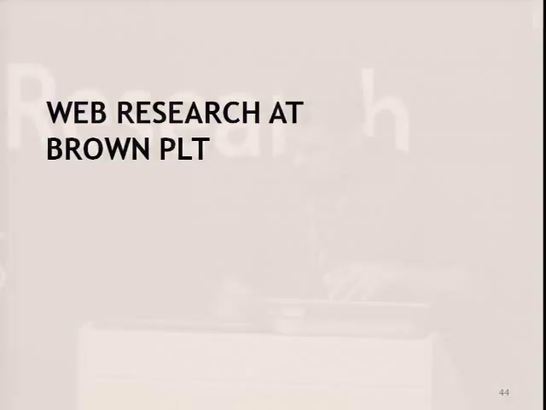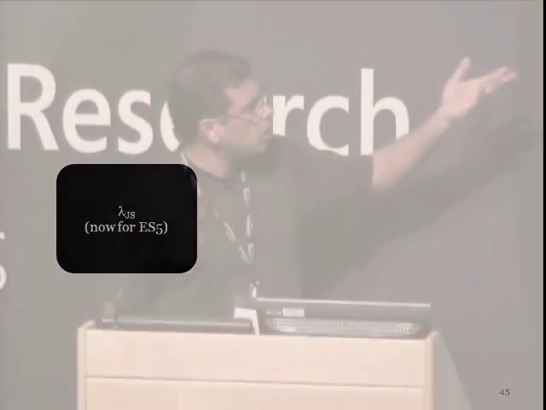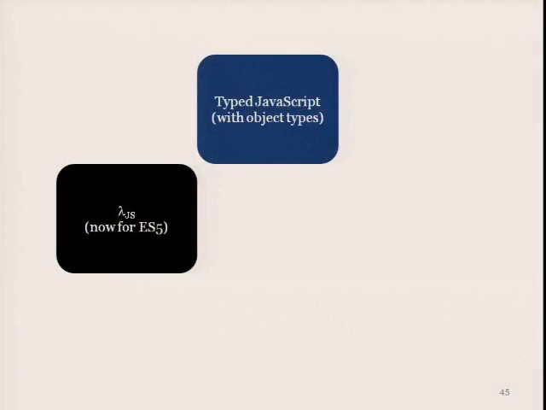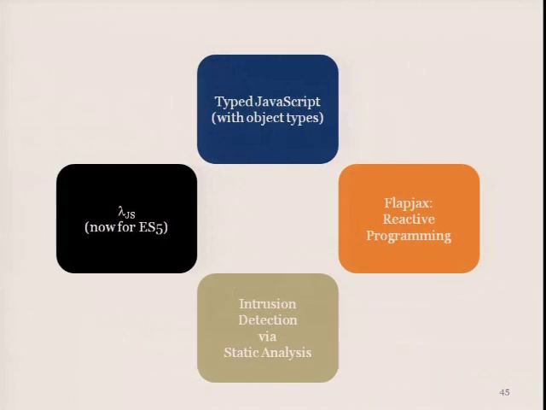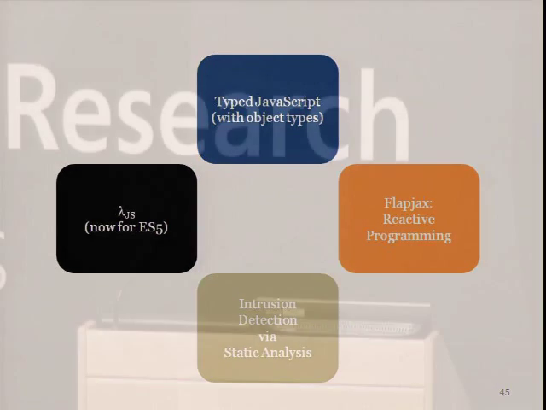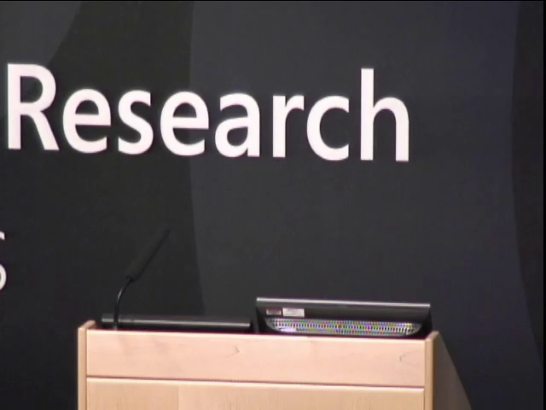I wanted to just step back and tell you a little bit about what we're thinking about as a group. One is, as I said, we did Lambda.js for ECMAScript 3. Now we're doing it for ECMAScript 5 and using the conformance suite that's now part of the standard. So it's very nice. We have this sort of synergistic relationship. Type JavaScript I told you about with object types. We've been working for some time on something called Flapjacks, which is sort of a reactive programming framework on top of JavaScript. We started out all of this because we needed to do static analysis to do server-side intrusion detection.